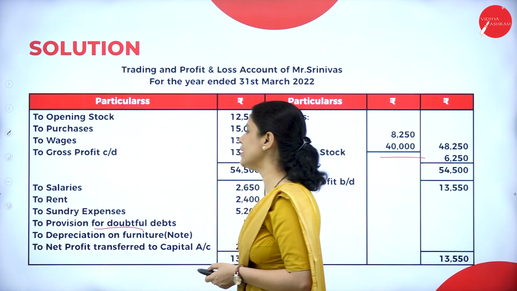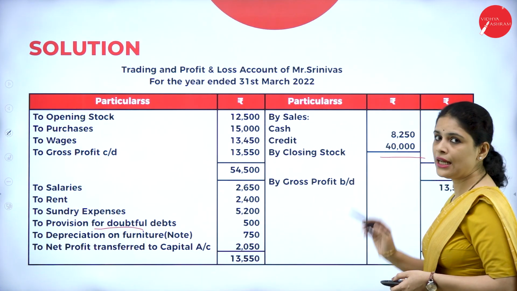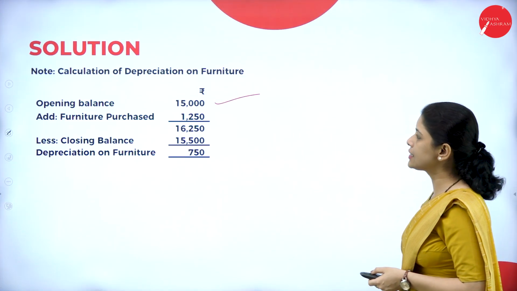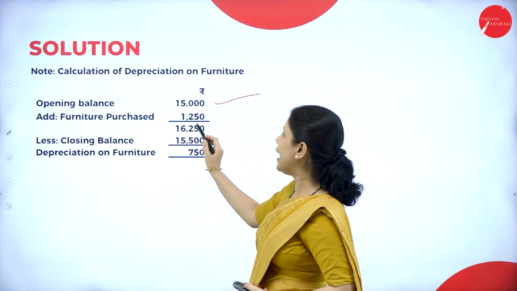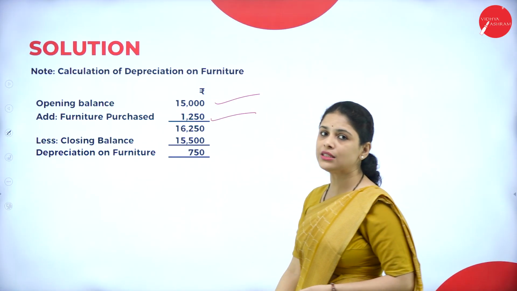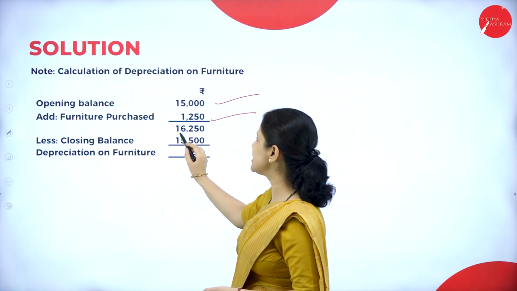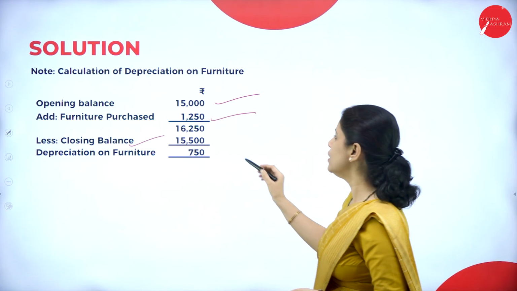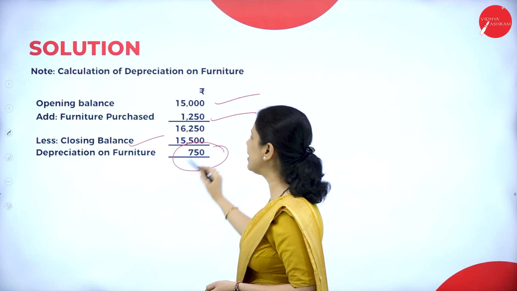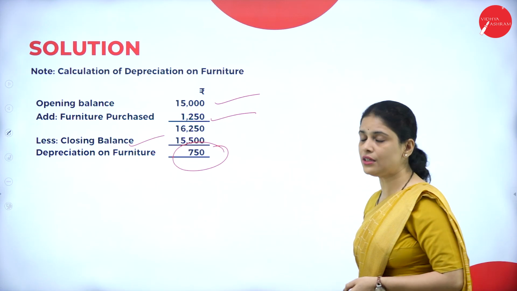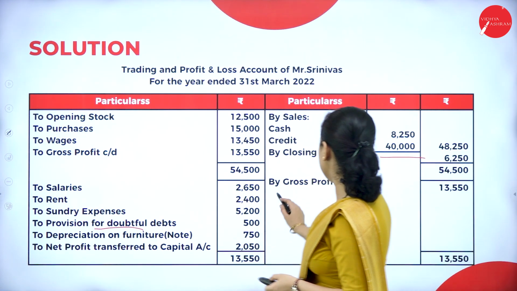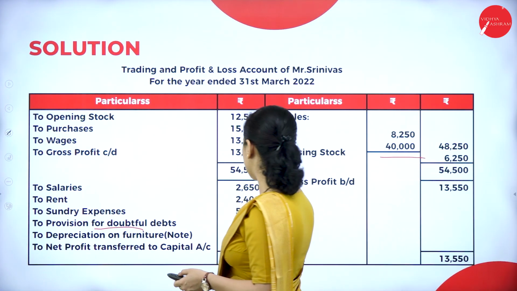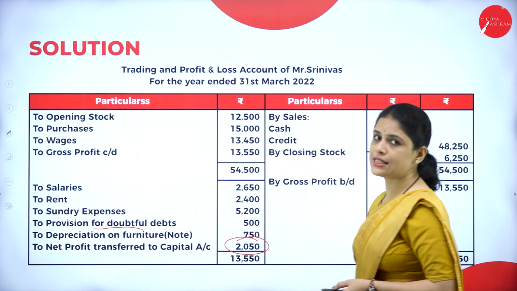Depreciation on furniture is given. How to calculate the depreciation on the furniture? That calculation we will see first. So, the opening balance of the furniture is given. How much is that? 15,000. Additional purchase is made. How much? 1,250. Total will be 16,250. From that, the closing balance is given in the problem, so that will be deducted. Then whatever we get, that will be the depreciation on the furniture. So, that we got. And gross profit we already brought down from the trading account. And whatever we got here, the balancing figure, that is the net profit.